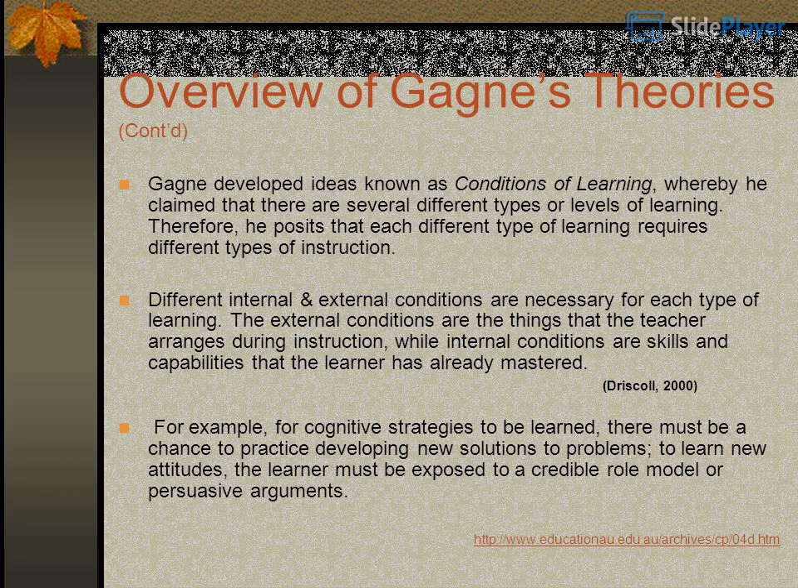Driscoll, 2000. For example, for cognitive strategies to be learned, there must be a chance to practice developing new solutions to problems. To learn new attitudes, the learner must be exposed to a credible role model or persuasive arguments.